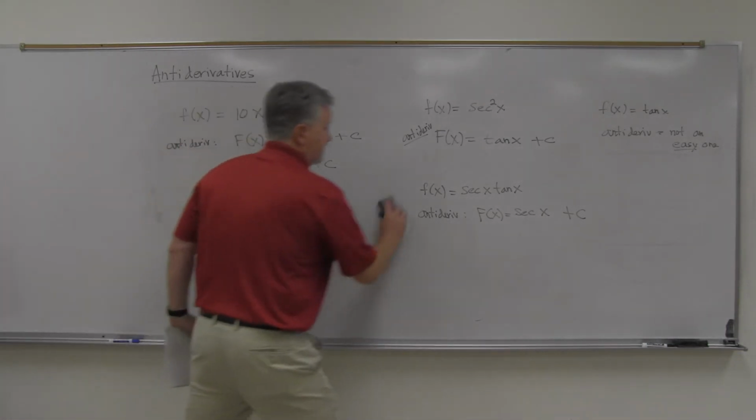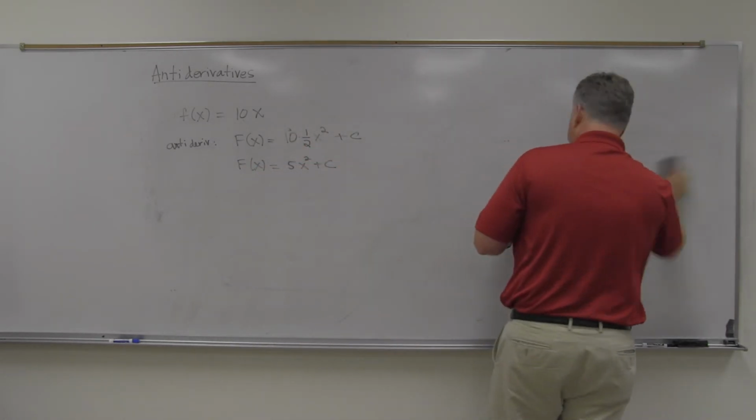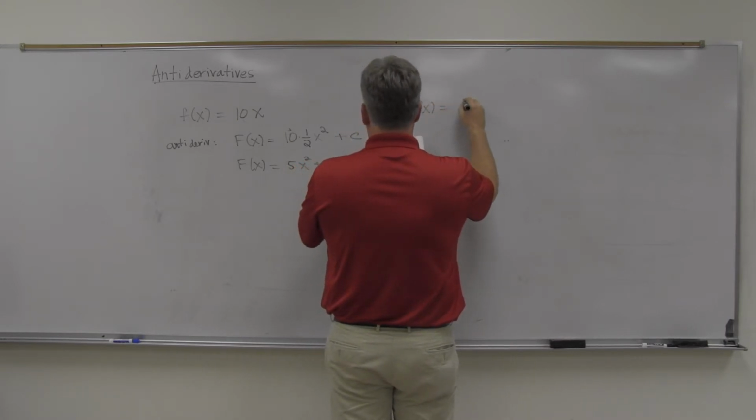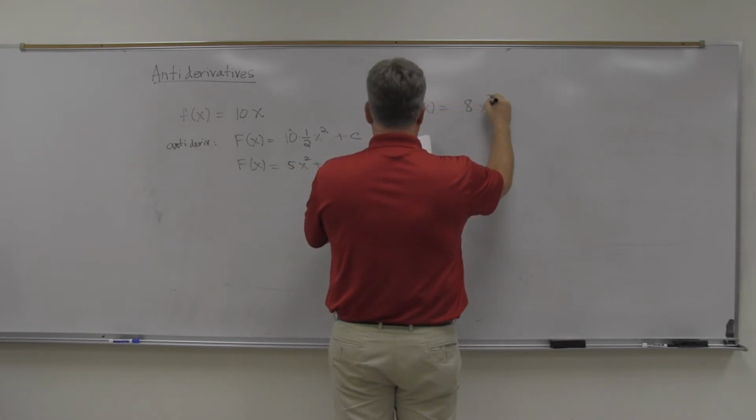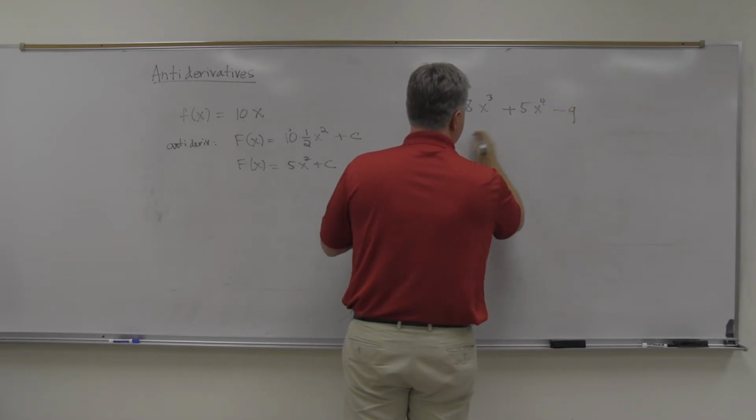All right. Can we do this one? F of x equals 8x to the third plus 5x to the fourth minus 9.